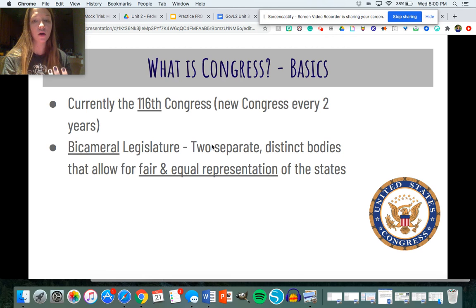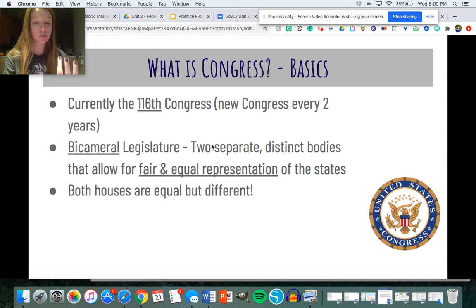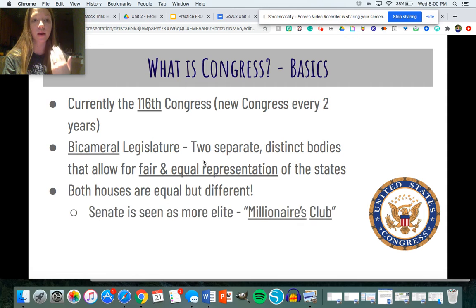And the ultimate purpose of this was to allow for fair and equal representation of the states. So both of these distinct houses are equal, but the way that they're set up is different, and we'll talk about that.